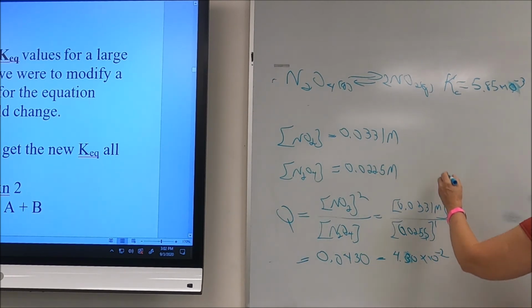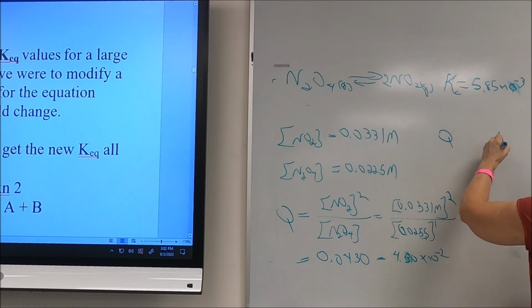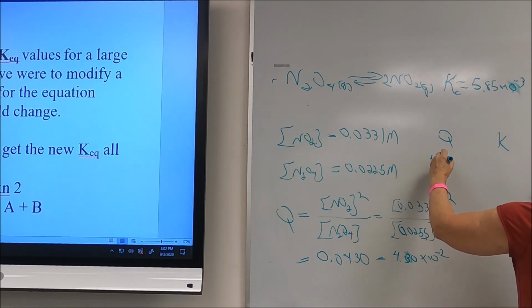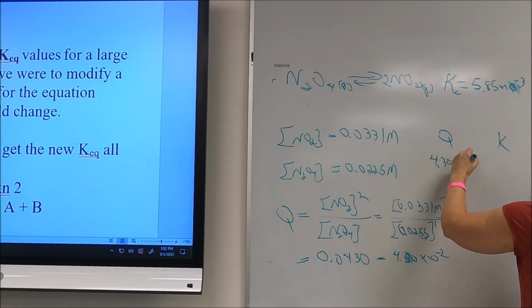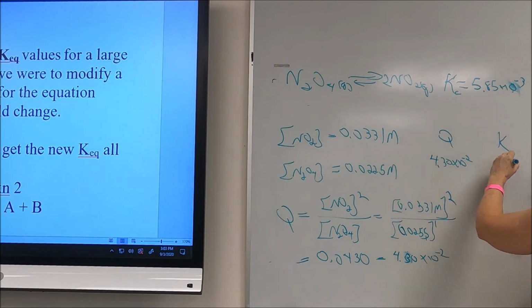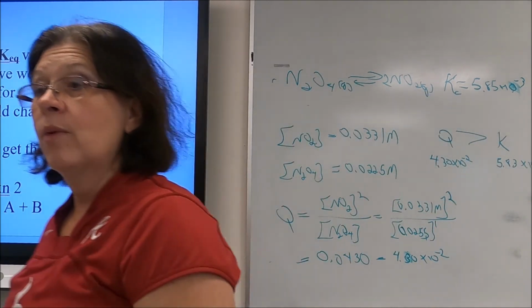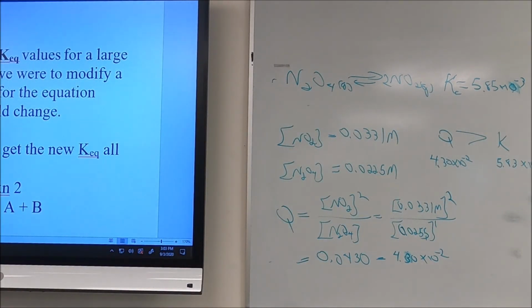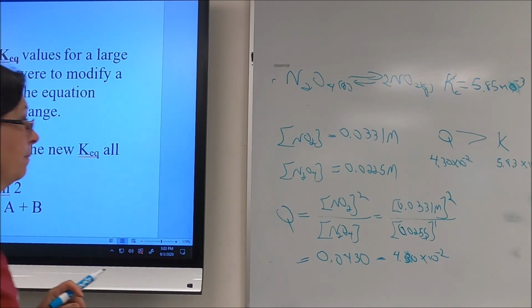So if I compare Q to K, Q is 4.30 times 10 to the minus 2. K is 5.85 times 10 to the minus 3. I can see that Q is greater than K. So I'm not at equilibrium, and because Q is greater than K, this is going to run in reverse to reach equilibrium. Okay, so there's a simple equilibrium problem.